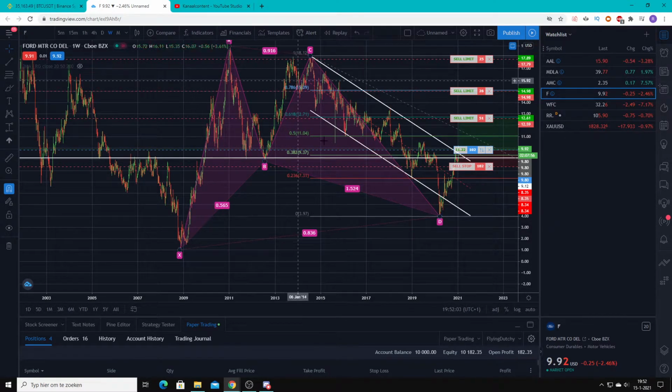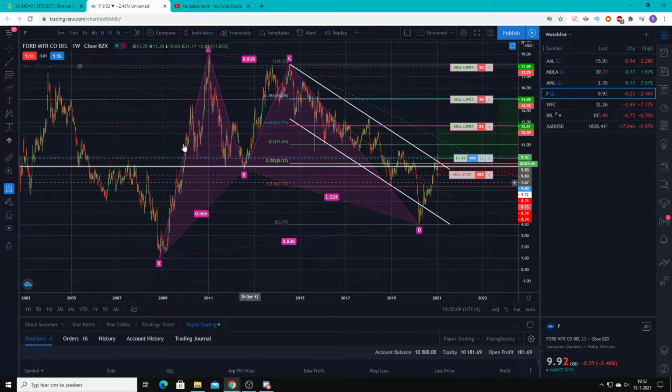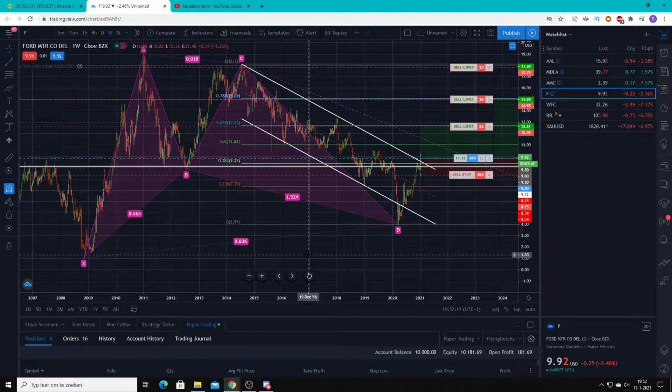It clearly makes a lower high, but also a higher low from X. And I'm using this as an indication to see what I can do further. Are there more things that I can see to make this decision?